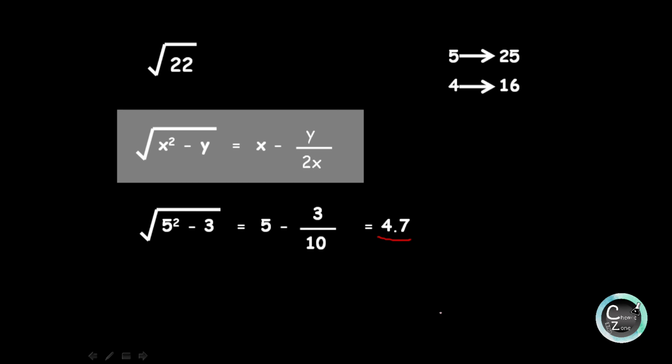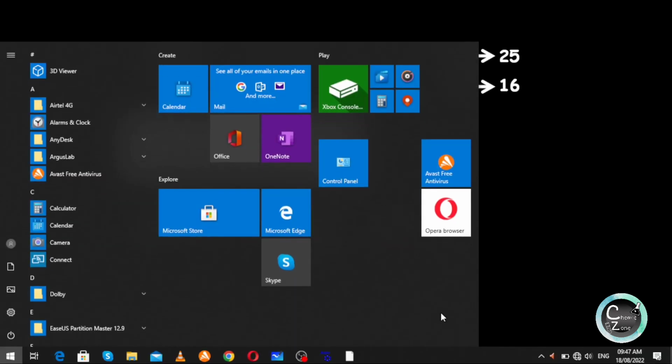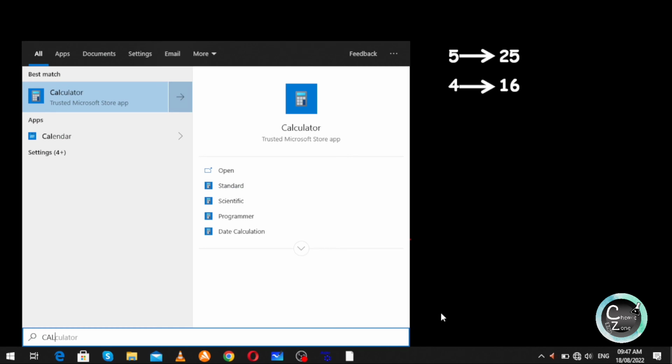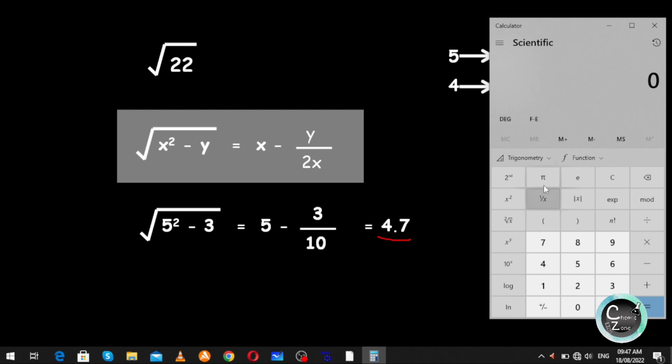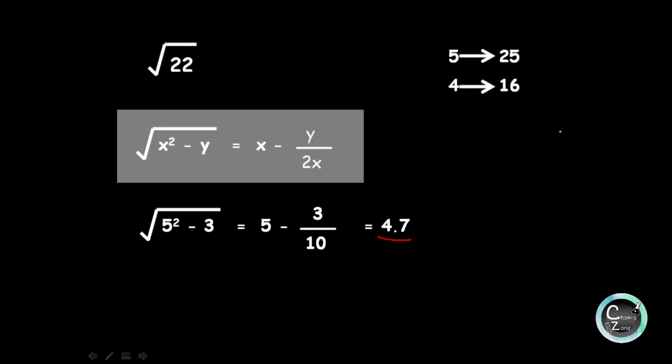Now let's check if it is correct or not using the calculator. So the square root of 22 is 4.69. This trick shows approximately the correct value. So we can use this trick to calculate the square root of any number.